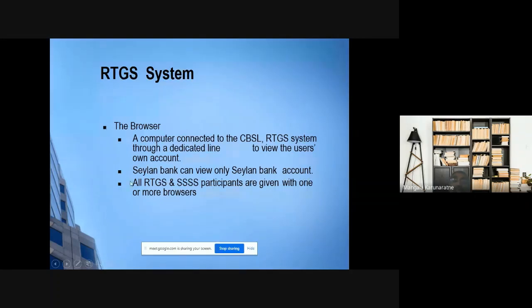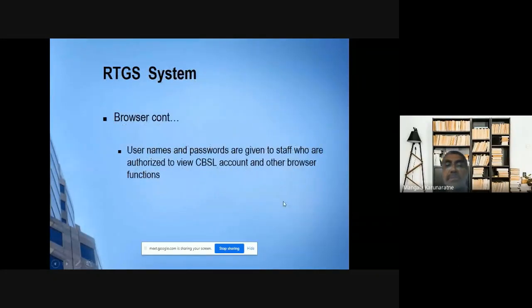All RTGS and SSS participants are given one or more browsers. At least one should be there. Usernames and passwords are given to staff who are authorized to view the CBSL account and other browser functions. Now, other than viewing the account, there are other functions as well that you can do through the browser. I will go through them when I do the Scriptless Security Settlement System, SSSS.